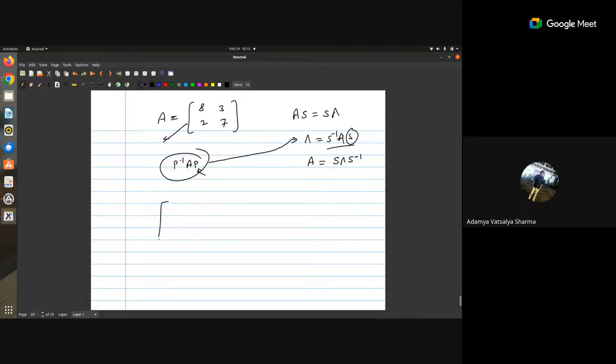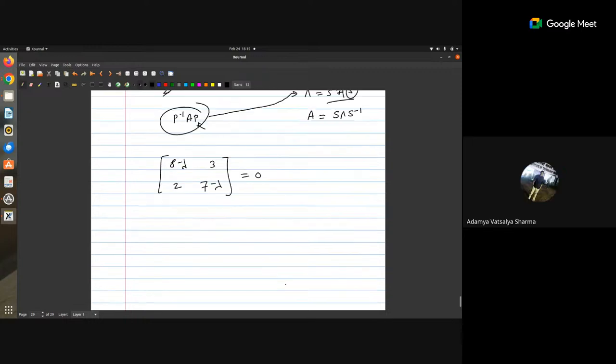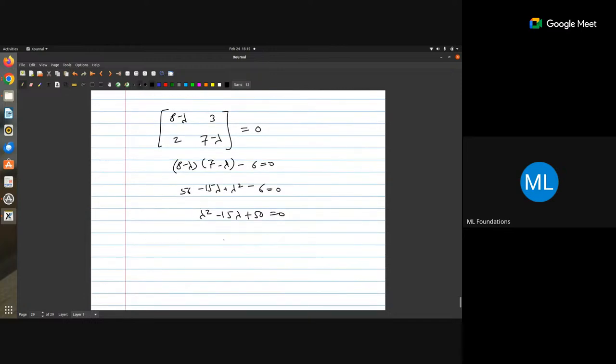Okay. Yeah. So first of all, we have to find the eigenvalues. So 8 minus lambda, 3, 2, and 7 minus lambda. Then we get the eigenvalues 5, 10 at the end. So lambda square minus 15 lambda plus 50 equals to 0. So any roots? 10 into 5, so 5, 10 minus 5 equals 0, so lambda equals to 5, 10.